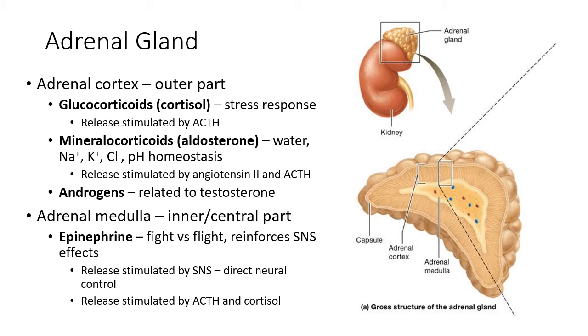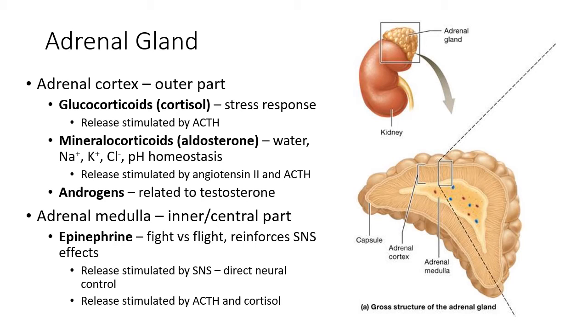So ACTH is called adrenocorticotropic hormone because it causes the release of hormones from the adrenal cortex. So adrenocortico means adrenal cortex, and tropic means that it's causing the release of hormones from the adrenal cortex. You also have androgens released from the adrenal cortex. Those are hormones that are similar to testosterone. Not very much, but you do have some testosterone-like hormones released from the adrenal cortex.